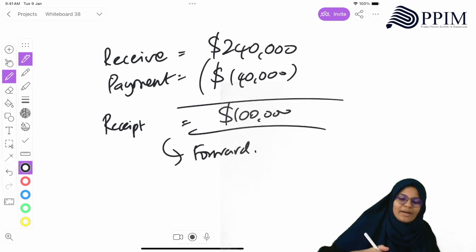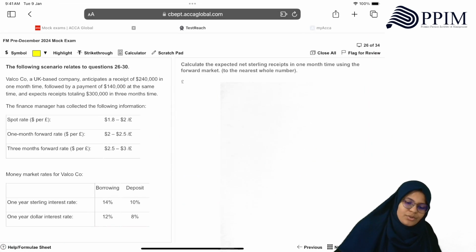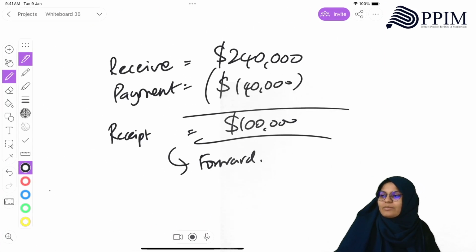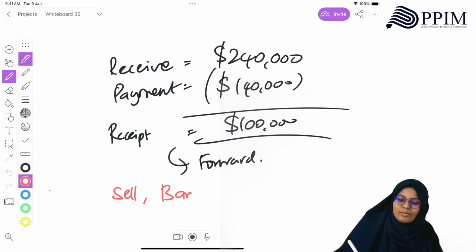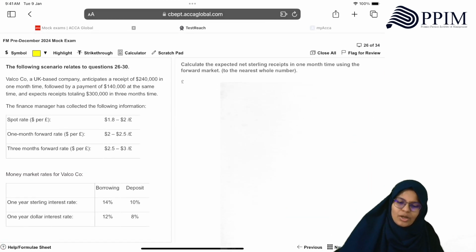So what are the rates that we have? It's happening in 1 month, so the 1 month forward rate is $2 to $2.5. Now we have to decide, is it the lower rate or the higher rate? We are based in UK. If somebody gives us dollars, we don't need the dollars. We will sell the dollars, meaning the bank is going to buy from us. The bank always buys at the higher rate. The two rates that we had were $2 and $2.5. They will always buy at the higher rate, which is $2.5.